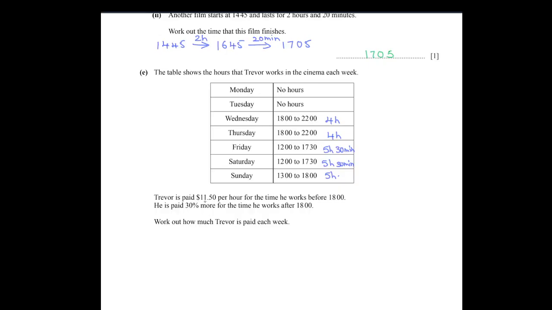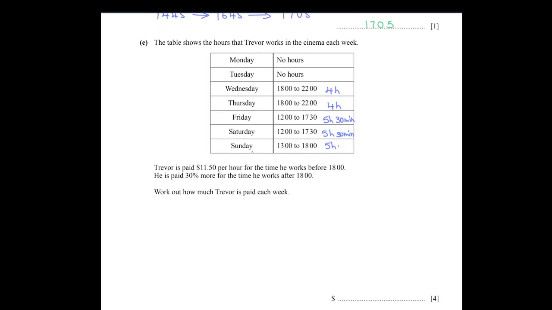Trevor is paid $11.50 per hour for the time he works before 18. He is paid 30% more for the time he works after 18. Work out how much Trevor is paid every week. Now first of all let us find out the total number of hours he works before 18. Before 18 he is working 5 hours 30 minutes, that is 12 to 17:30, Friday, Saturday and Sunday. Total is 5 hours 30 minutes, 5 hours 30 minutes and 5 hours. 5 hours 30 and 5 hours 30 is 11 hours, and 11 hours plus 5 hours is 16 hours.